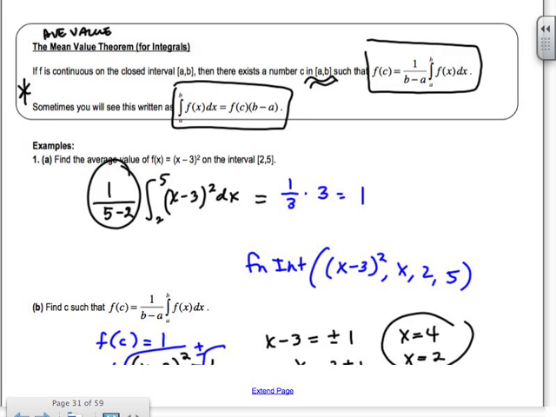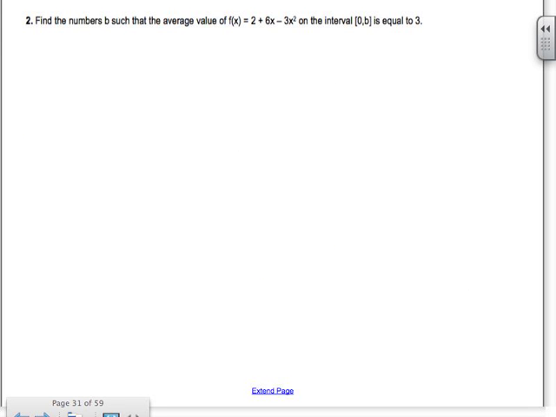All right, we can kind of skip the next one. So it says find the numbers b such the average value on the interval 0 to b is equal to 3. Do you guys know how you would do that one? So if you're on the interval 0 to b, you need to do 1 over b minus 0, integral from 0 to b of 2 plus 6x minus 3x squared. Maybe we should do this. And we want to find when it's equal to 3.